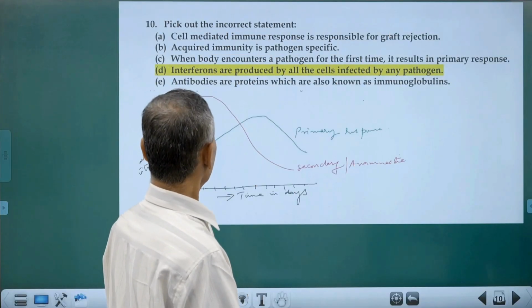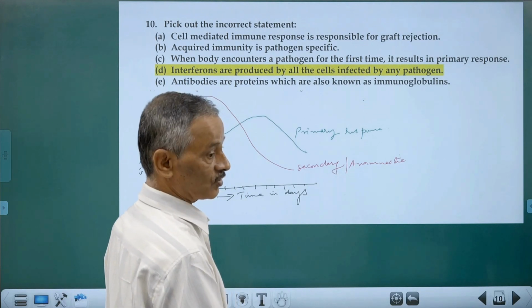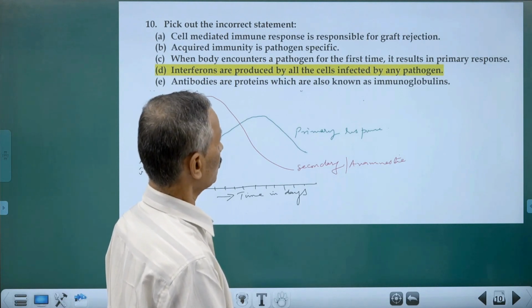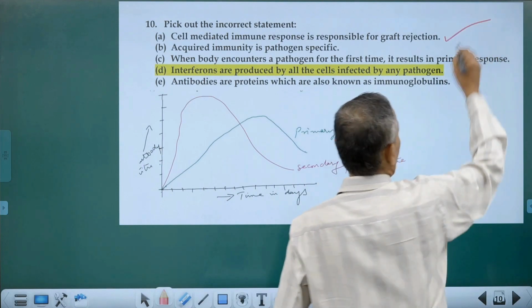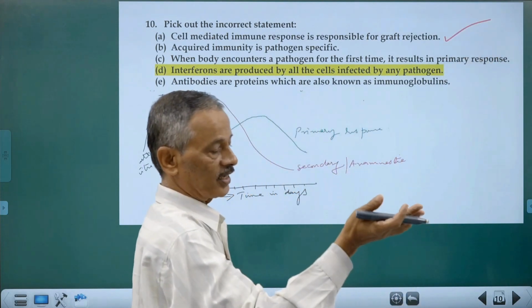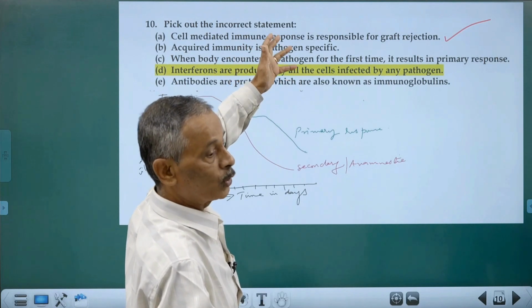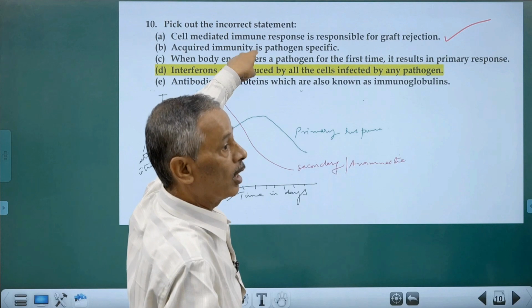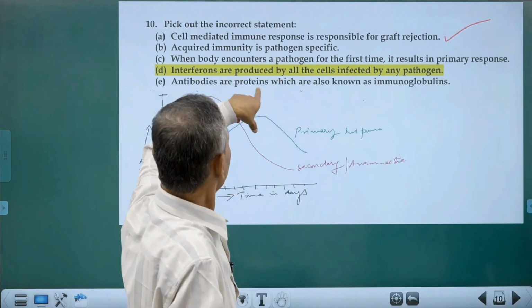Incorrect statement. Cell-mediated immune response, that is called CMI, cell-mediated immunity, is responsible for graft rejection. That is why after receiving a graft, an organ from another person, you may have to take immunosuppressive medicines. Otherwise, sometimes your own body will be producing antibodies which will be causing its rejection.